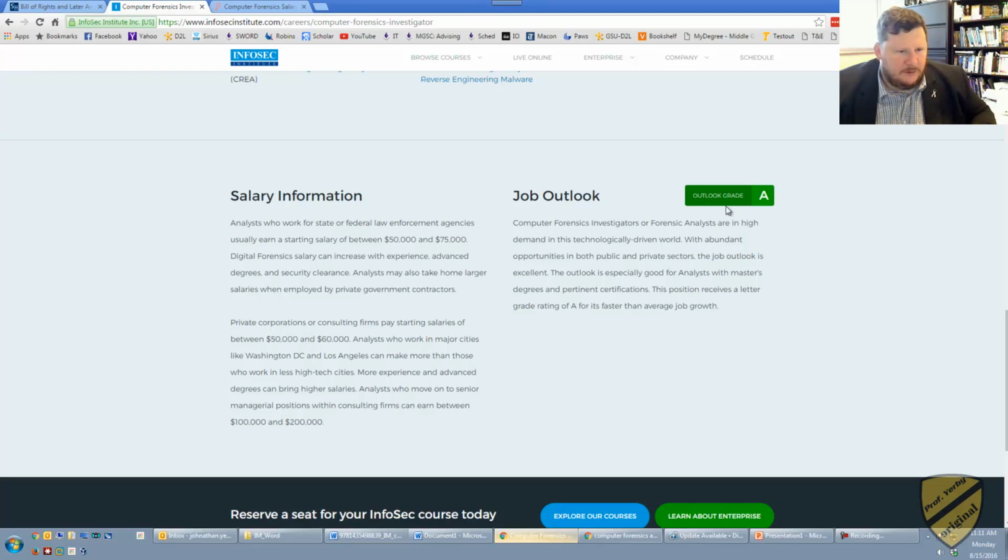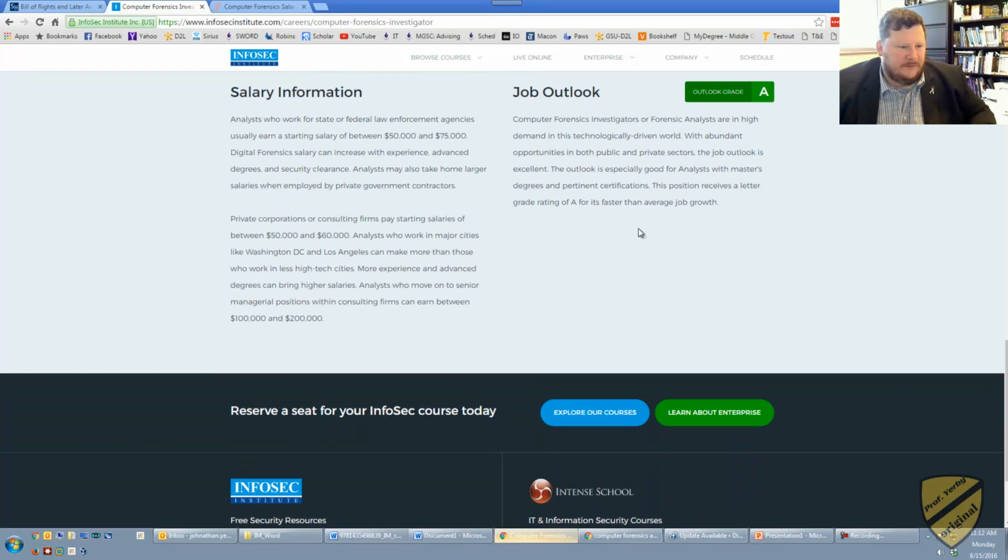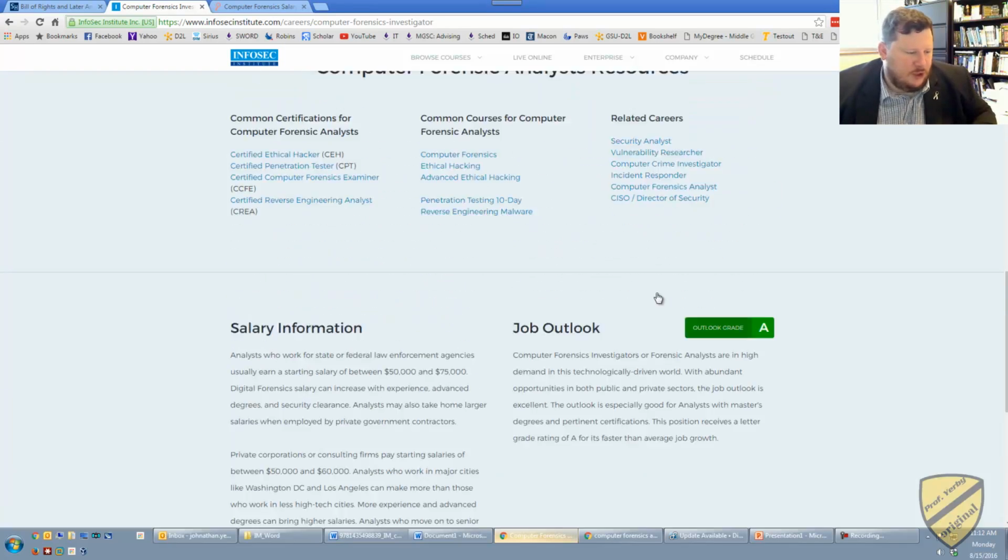The job outlook, they give it a grade A. It's in high demand in a technologically driven world with abundant opportunities in public and private sectors. Job outlook is excellent, especially good for analysts with master's degrees and pertinent certifications. So it has faster than average job growth.